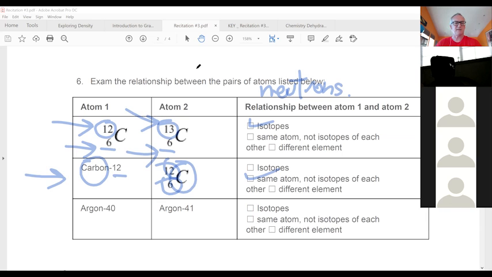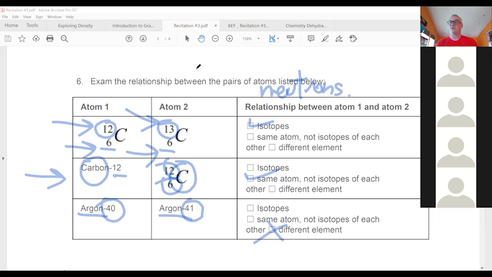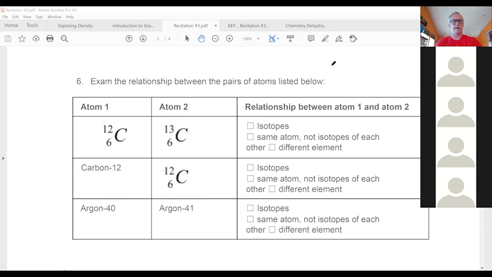What about group 6? What's the difference between argon 40 and argon 41? They're isotopes, right. They're both argon, so automatically they're not different elements. So we know that can't be the case. So they're the same atom, but are they the exact same atom, or are they different isotopes? Well, the mass tells you that they're different masses, so they have to be isotopes. Yeah. Excellent.